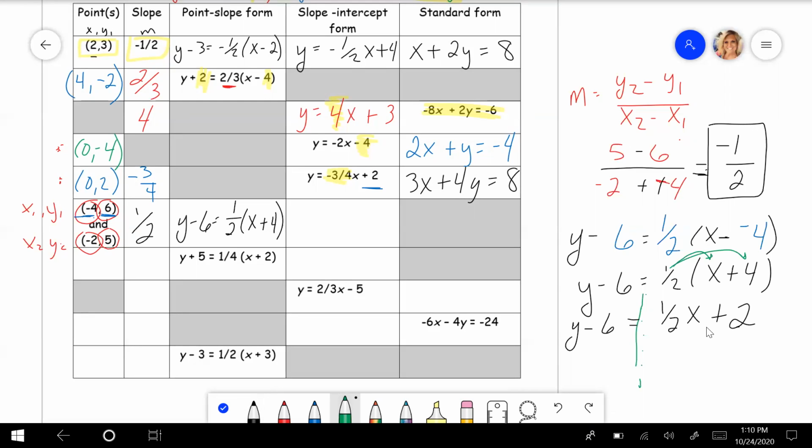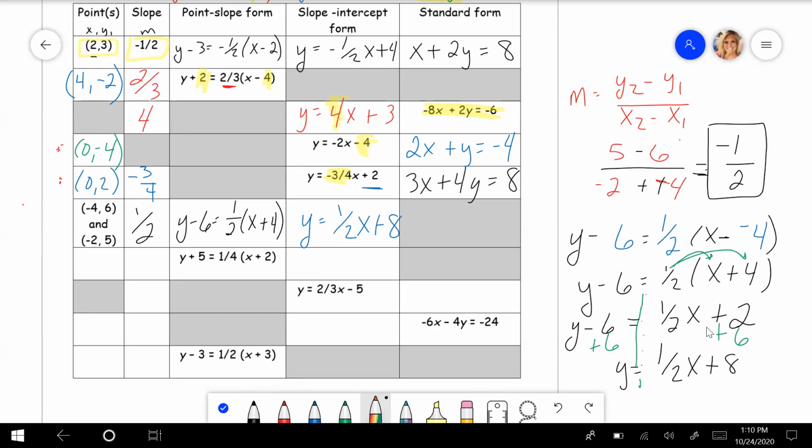Still not done. I need to add 6 to each side. And I get y equals 1/2 x plus 8. That is my equation in slope-intercept. Y equals 1/2 x plus 8. Try and do the next line. Let me pause this and I want you to try and do the next 1, 2, 3, 4 problems.